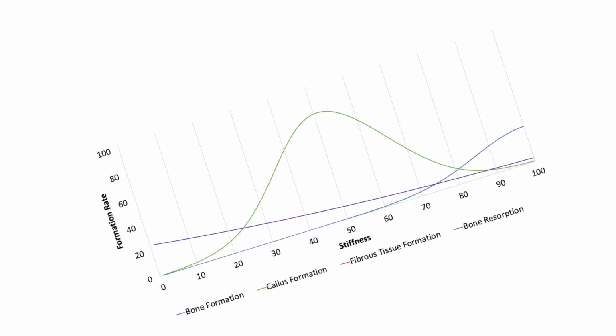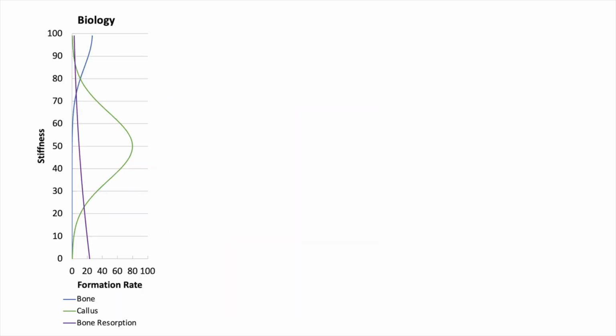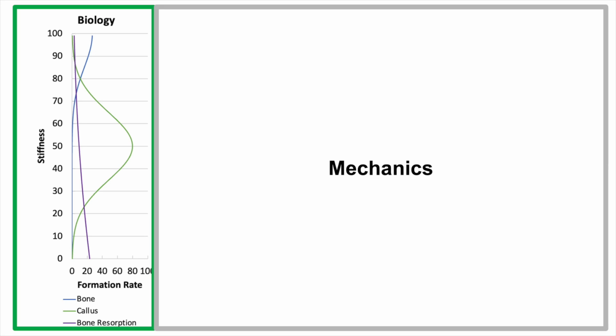And finally, we will stand it up so that stiffness is on the y-axis and make it point to the right to make the final product for the biology side. And that's it for the biology section of the model. But before we move on, let's just backtrack a little.